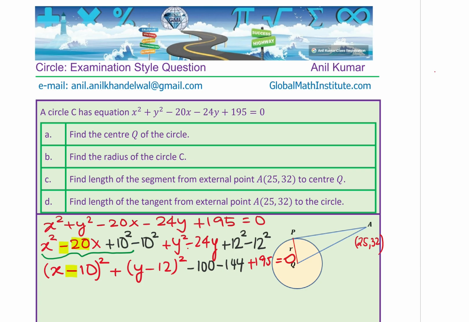Is that correct? Now you can always rearrange this equation, and you get x minus 10 whole square plus y minus 12 whole square, taking all these terms to the right side, which gives us 100 plus 144 minus 195. So now here we get both the values, one for the center and the other for the radius, right? x square plus y square equals r square, and this is translated to 10 and 12. So the center Q of the circle now is at 10 and 12.